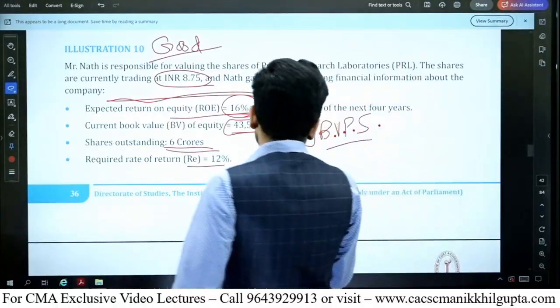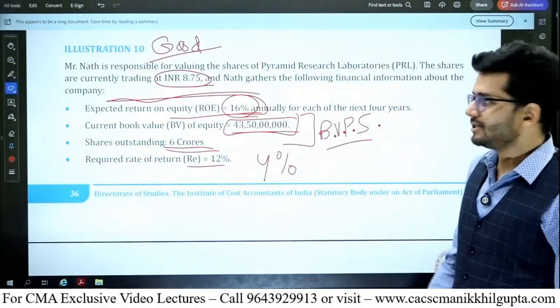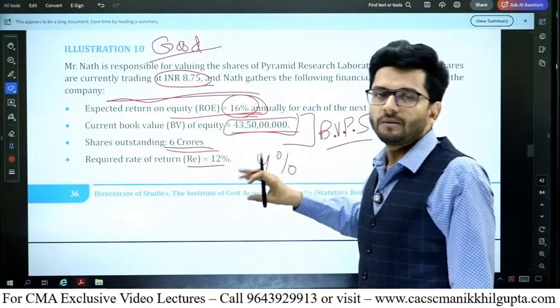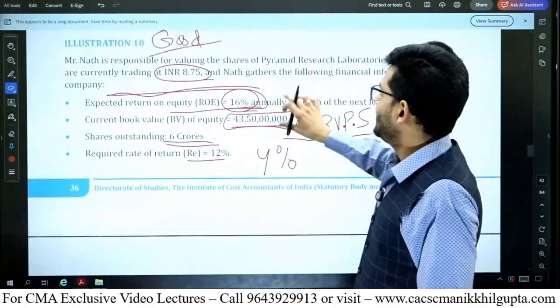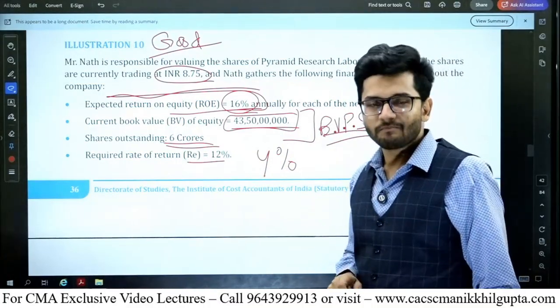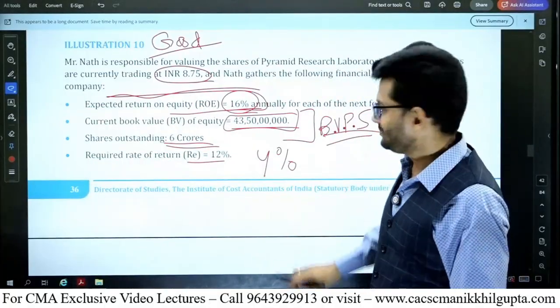So what is the residual income? Residual income is 4%. So 16% is the expected return, cost of equity is 12%, so the residual income is 4%. We have already done this kind of question before also, guys. So what I'll do is BVPS plus the residual income of the future years discounted to the present value.